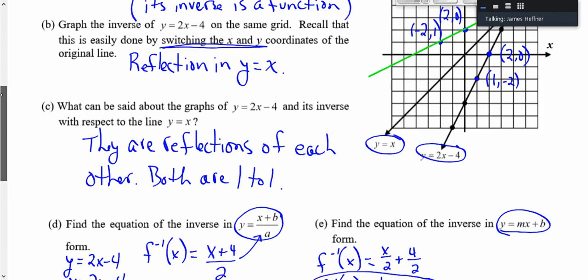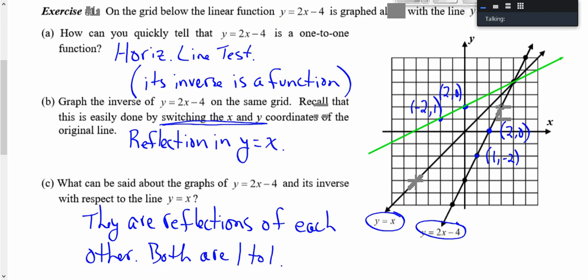Let's go up and take a look. Let's look at our inverse up here. Do you see where it crosses the y-axis up here? That's at 2, right? And what's the slope? Up 1 over 2, 1/2. Okay?